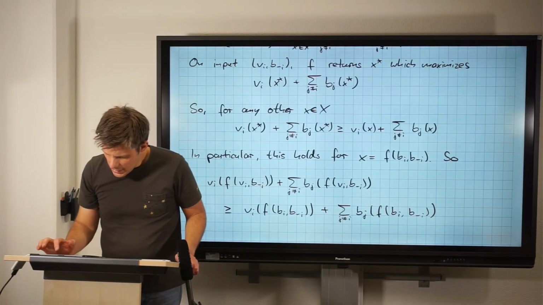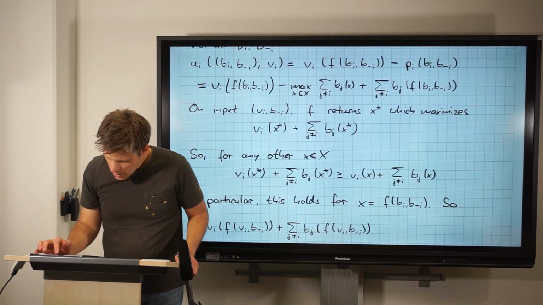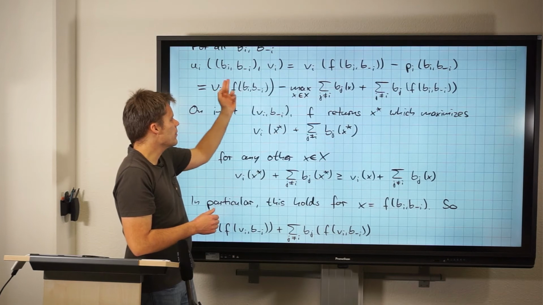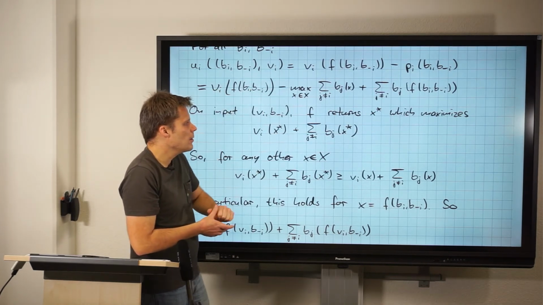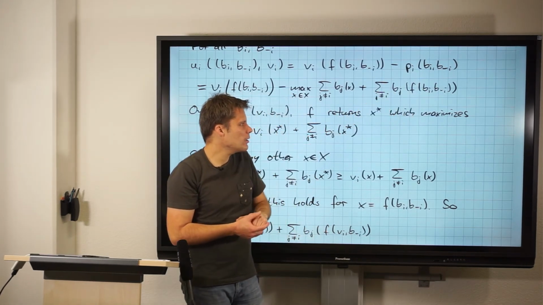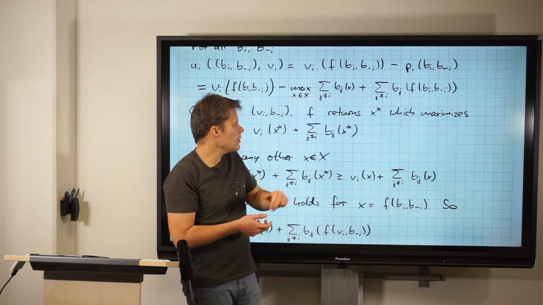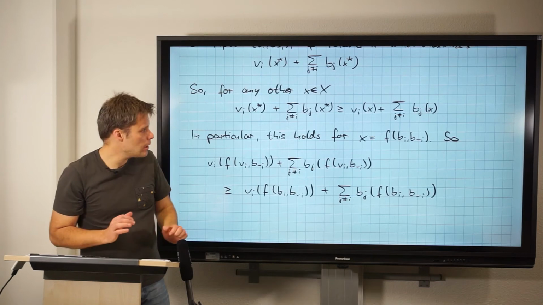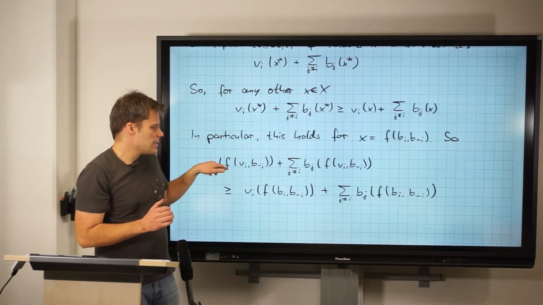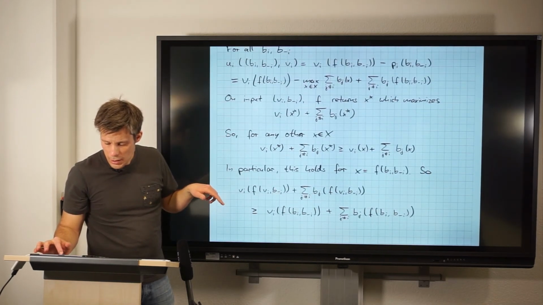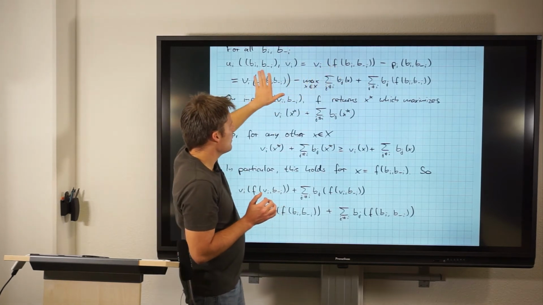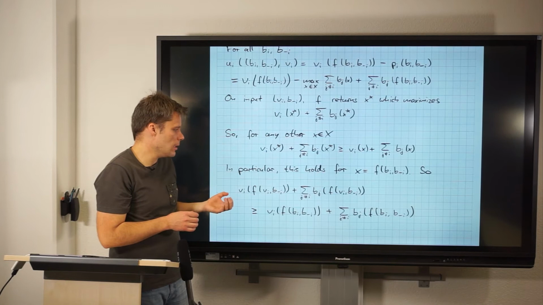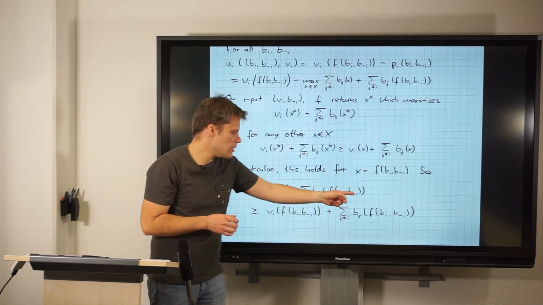Okay, let's now go back. What were our utilities? Our utilities are of this form: vi of f of b comma b minus i plus the sum of all bj of f of bi comma b minus i plus something. And let's see what we've already derived. We have already derived that this first term plus this term is maximized if we set bi equal to vi. This is what we see down here.